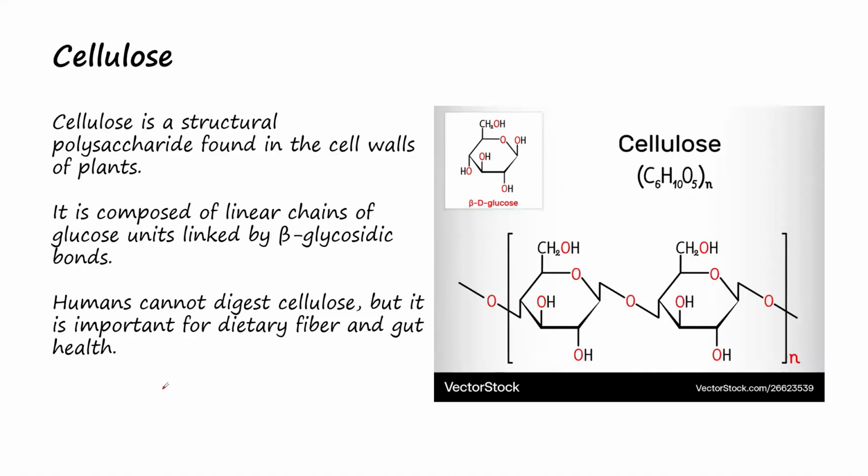The next one is cellulose. Cellulose is a structural polysaccharide found in cell walls of plants. I explained that. It is composed of a linear chain of glucose units linked by beta-1,4 glycosidic bonds. So you see, ladies and gentlemen, this one is beta glucose. Why is it beta glucose? Because of the OH group here. As I said, we will explain the concept of alpha and beta. So it is from a beta glycosidic bond.